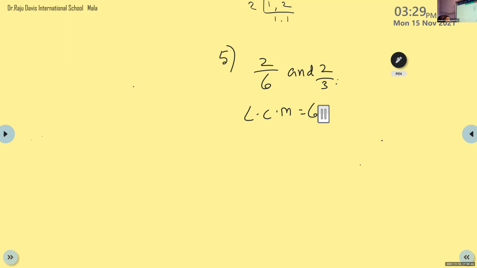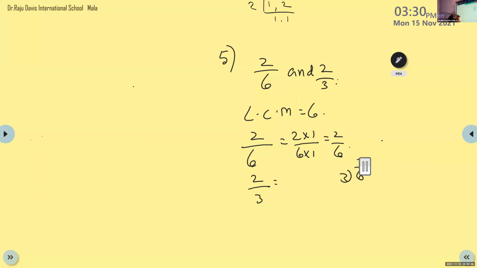What is the next step? Angelo? Ma'am, 6 divided by 6 is equal to 1. Yes, very good. 1 into 2 is 2, so you will get 2 by 6. What is the second fraction? 2 by 3. How will you write 2 by 3? 6 divided by 3 is 2. 2 into 2 is 4, so 4 by 6.